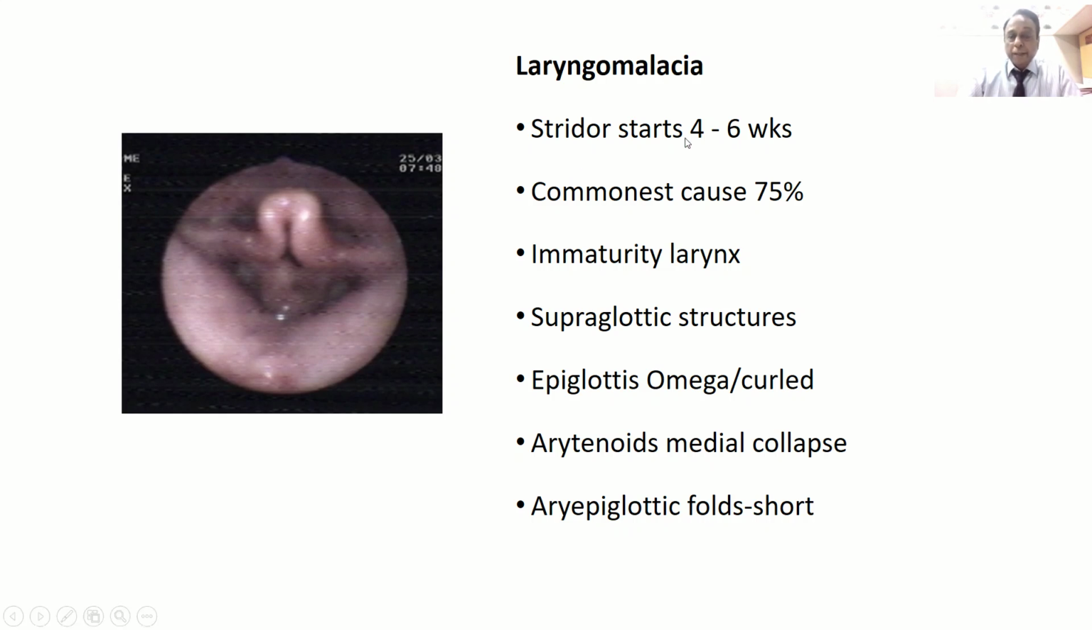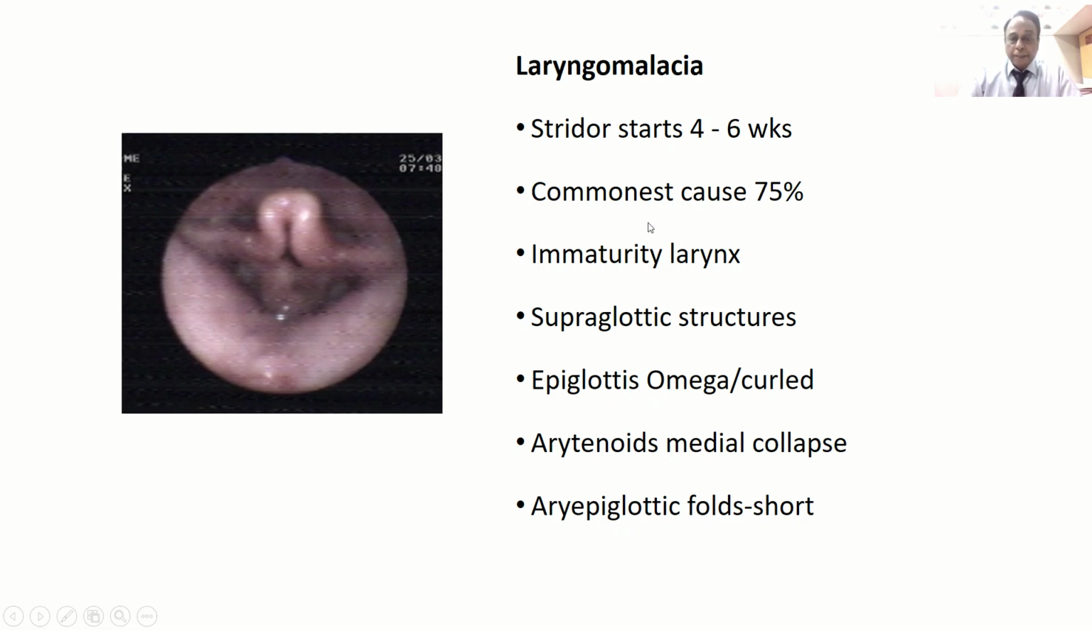Whereas typically it happens after 4 to 6 weeks, you have to think of laryngomalacia. It is one of the very common causes. If you look at chronic stridor, the commonest cause is laryngomalacia. It accounts for around 75 to 80%.